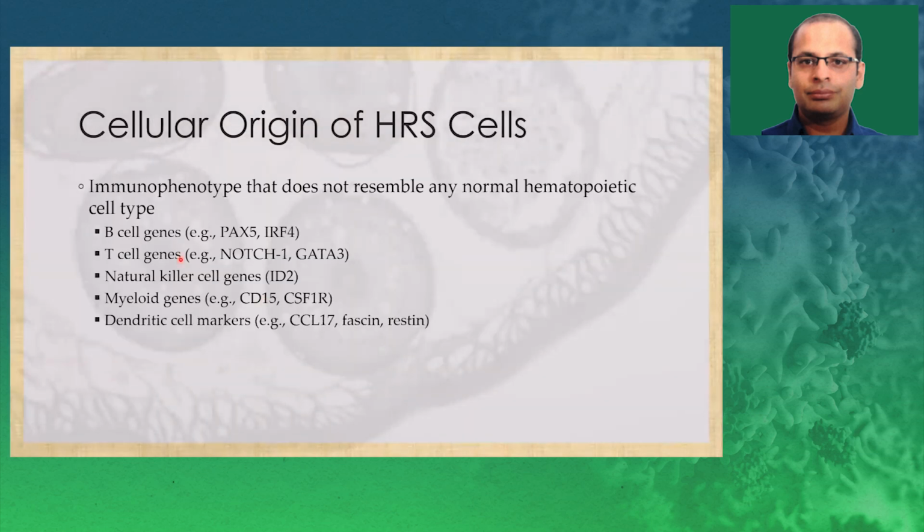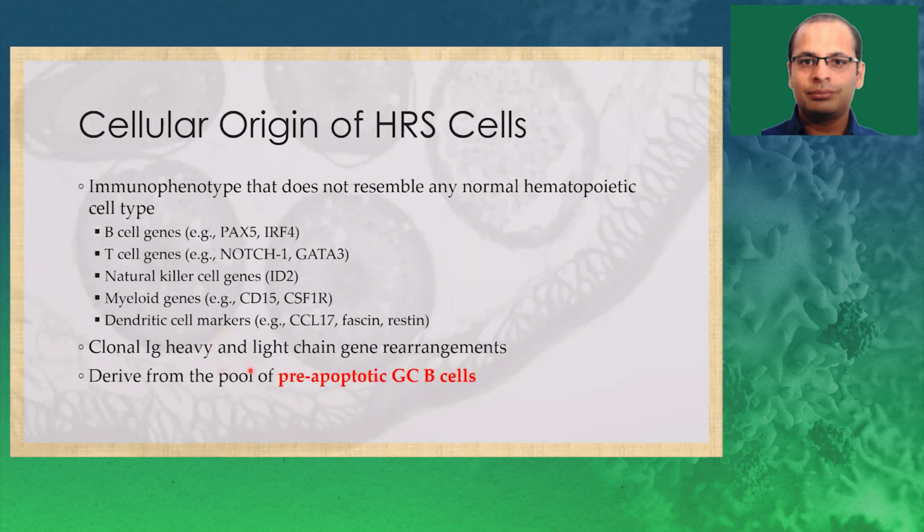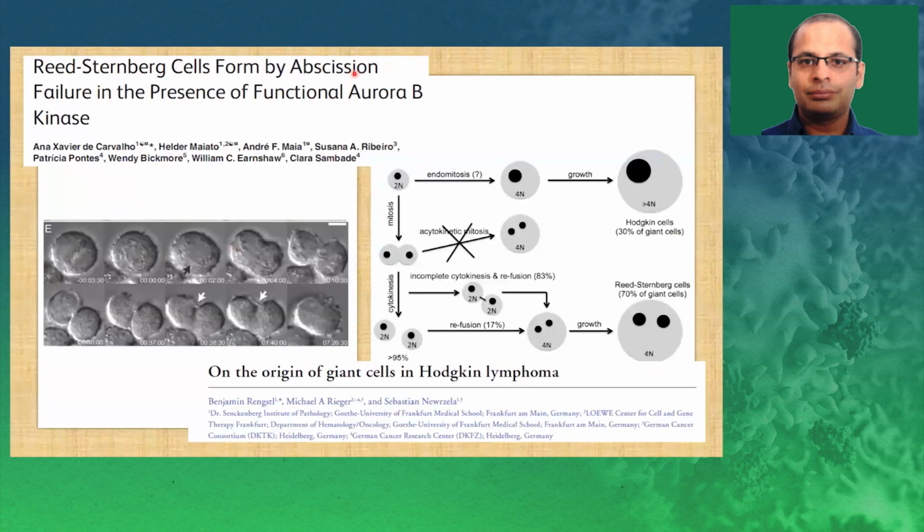If we look into the cellular origin, the Hodgkin lymphoma cell, that is the Reed-Sternberg cell, does not resemble any normal hematopoietic cell type. There are some antigens or genes from B cell, some from T cell, NK, myeloid, and dendritic cells. But clonally, we see immunoglobulin heavy and light chain rearrangement. So they derive from pre-apoptotic germinal center B cells. It is important to remember that these are B cell in origin. How are they formed? They are formed by abscission failure in the presence of functional aurora B kinase. That is, somewhere around here, incomplete cytokinesis and refusion occurs, which leads to the formation of Reed-Sternberg cells.